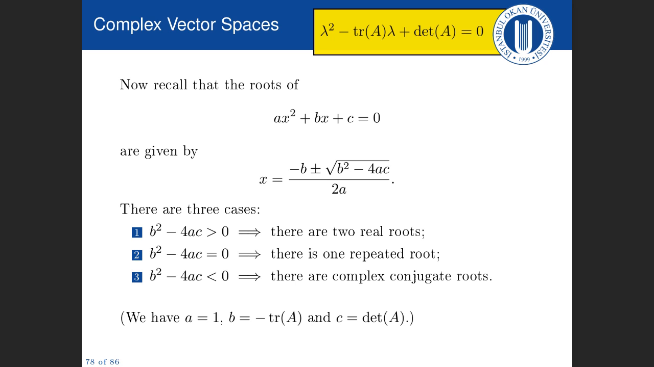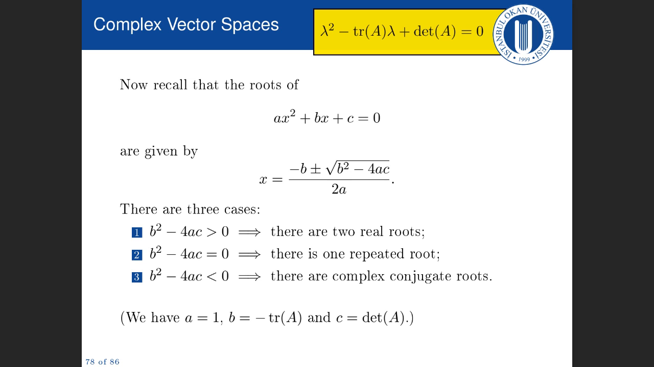If b squared minus 4ac is a strictly positive number, then there must be 2 real roots. If b squared minus 4ac is equal to 0, then there's going to be 1 repeated root. And if b squared minus 4ac is a negative number, then we're going to have complex conjugate roots.